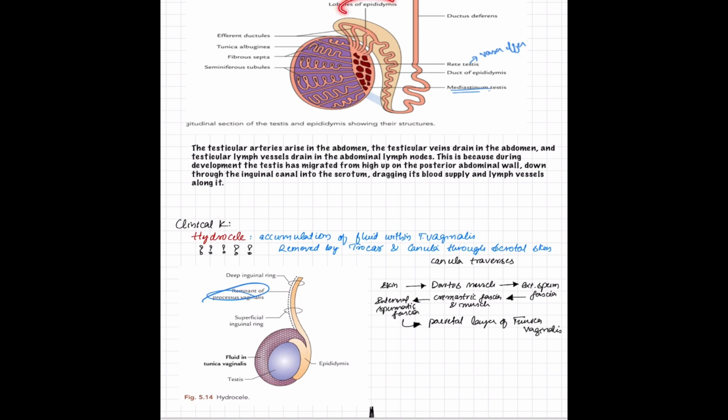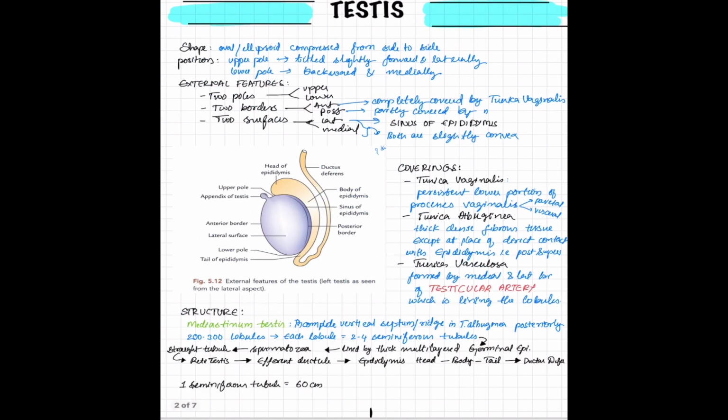Epididymis can be classified into head, body, and tail. So this is the head, body, and tail. Then the duct of the epididymis will be present. Now you can relate with the diagram. Here is the body of the epididymis. This is the ductus deferens.